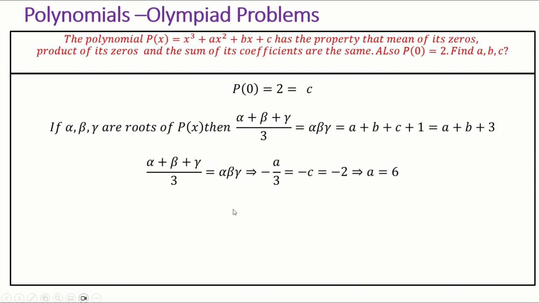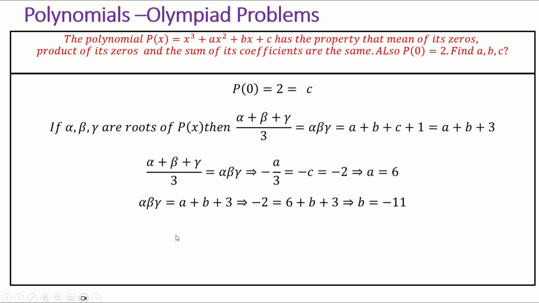Now these are all equal, that's what is given. So alpha plus beta plus gamma is nothing but minus a. So minus a by 3 equal to alpha beta gamma. Alpha beta gamma is nothing but the constant term, minus c by 1, so minus c. These two are equal, which means a value is 6. From this we can derive a. Now we just need b.